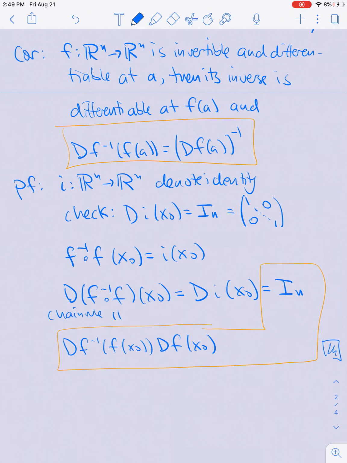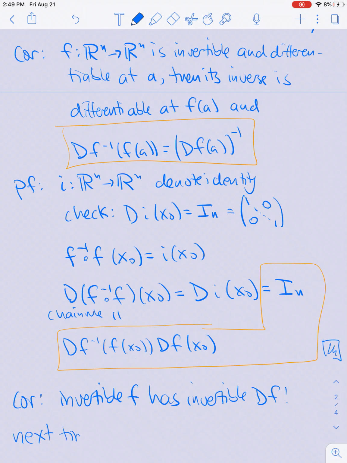So as a corollary, what this shows is if f is invertible, it has an invertible derivative. Which you might hope to be true, but is certainly not obvious. And next time, we'll discuss why df being invertible implies that f is invertible, at least locally.